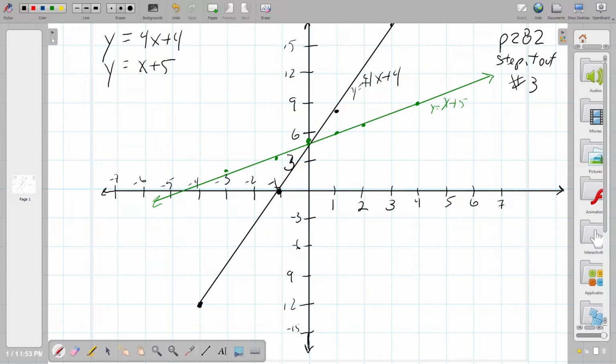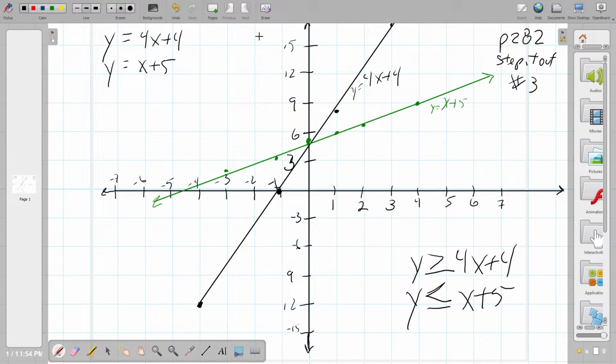So now we want to know the system: y is greater than or equal to 4x plus 4, and y is less than or equal to x plus 5. So here's our x plus 5. Less than or equal to is going to be everything below that green line and including that green line. Everything down here. Y is greater than or equal to 4x plus 4. That is going to be everything up here.